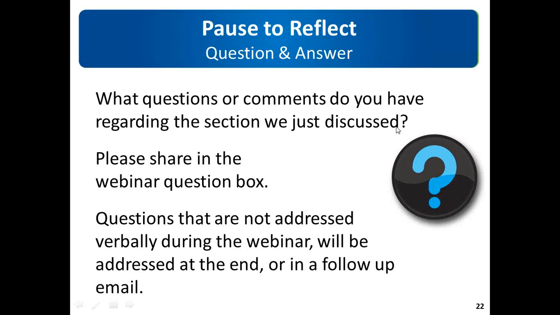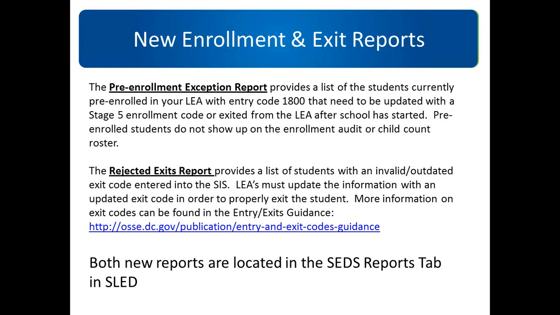If they're in the pre-enrollment phase, they are not showing up on your enrollment audit or your child count roster, which could be a problem for you if they actually are attending your school. So please take a look at that report if you're experiencing trouble with students who are not showing up in your audit, but perhaps are pre-enrolled and need to be moved forward. Some of these reports actually might not be applicable to you in your role, but we ask that you share this information with the registrar at your school that you work closely with regards to enrollment.